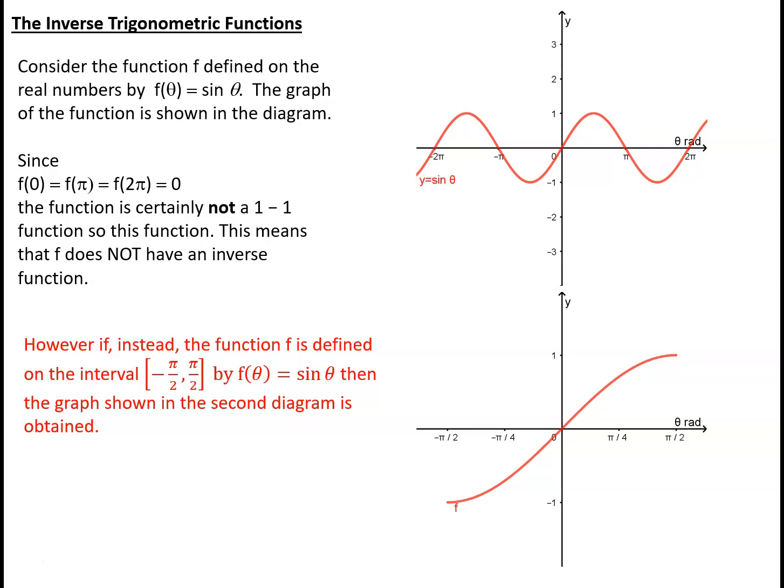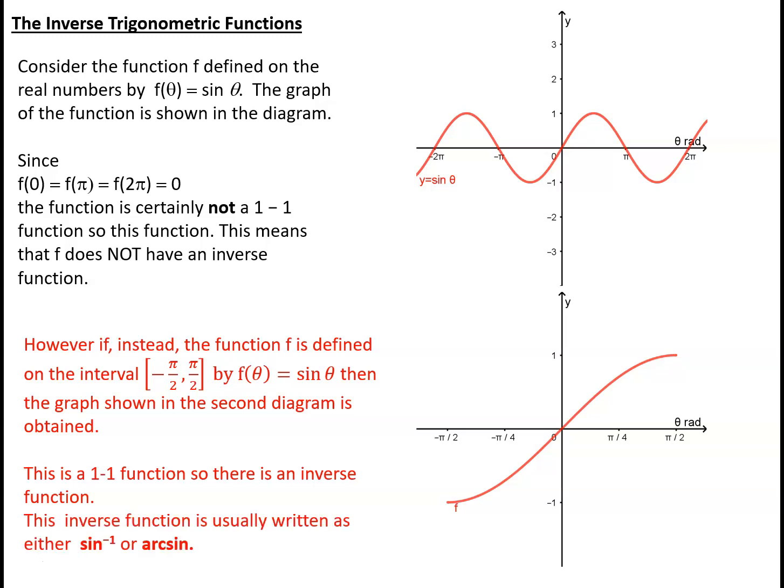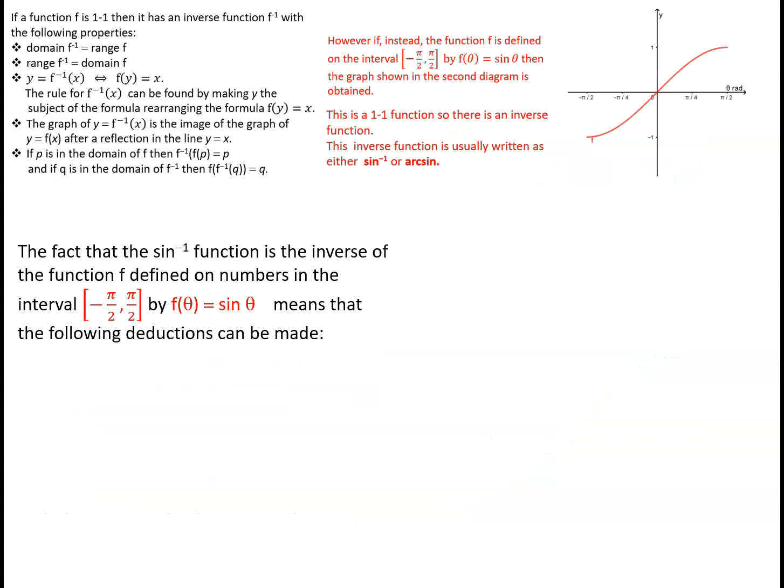This most certainly is a one-to-one function. So this has an inverse function, and this inverse function is called either sine to the minus 1 or arcsine. On your calculator you'll find it as sine to the minus 1. The fact that the sine to the minus 1 function is the inverse of the function f defined on numbers in the interval from minus pi by 2 to pi by 2 and given by the rule f of theta equals sine theta means that we can make the following deductions.